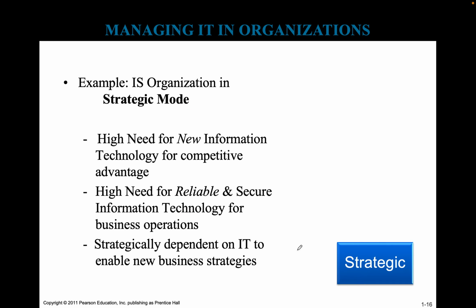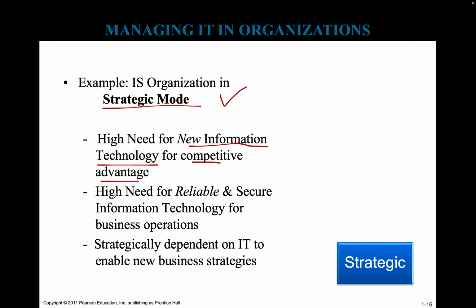Okay, now let's go to another way we can use IT, which is the strategic mode. In the strategic mode, we have a high need for a new information system, of course, because of strategy, planning, and execution. So in order to have a competitive advantage, you need to have what? A high need for new information technology. If you are not innovating enough, you're not bringing in new systems, other businesses will surpass you. So if you want to use it for a strategic mode, you must have a high need for new information system technology.